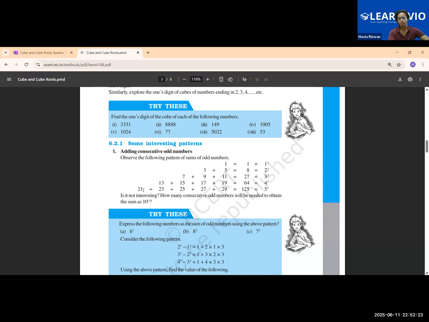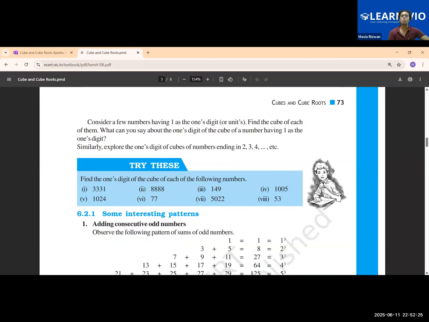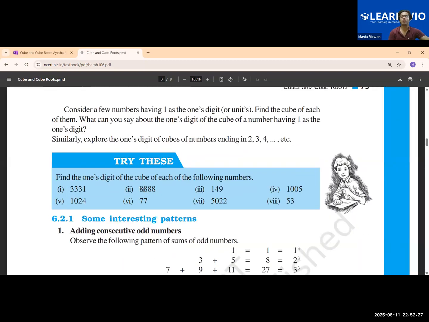Now Aisha, in this Try This, they are saying to find the one's digit of the cube of each of the following numbers. So they have given us numbers, and we have to find the one's digit of the cube, exactly how we did it in squares and square roots. So just look at one. But what is one cube?